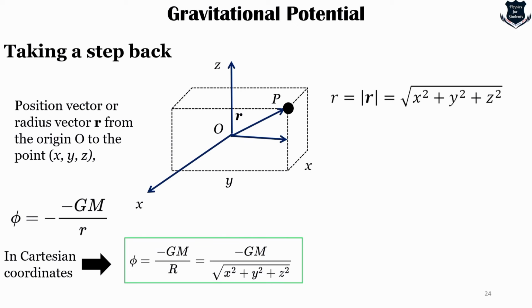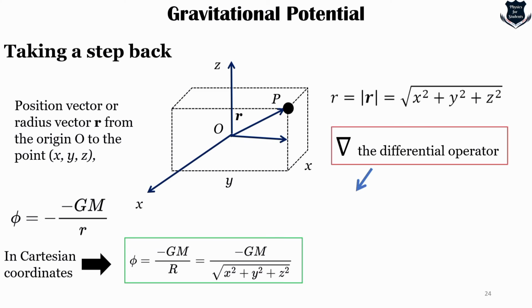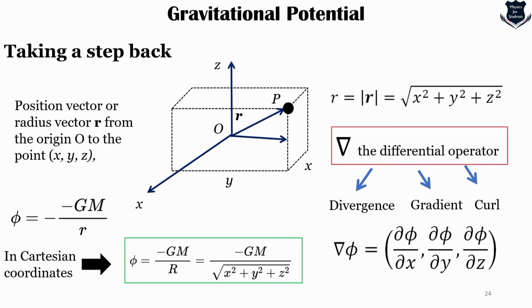Now also note that we use this nabla operator, this differential operator, and this is basically used for three reasons. It calculates the divergence, gradient, and curl. Now if we use this nabla on a scalar field phi, then what we get is this one. I think this part is quite clear. So we take this value, and this is the gradient obviously.